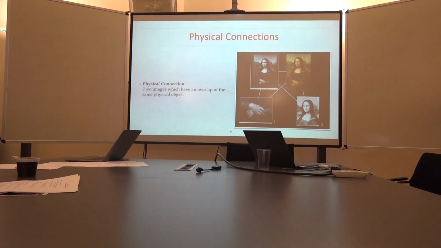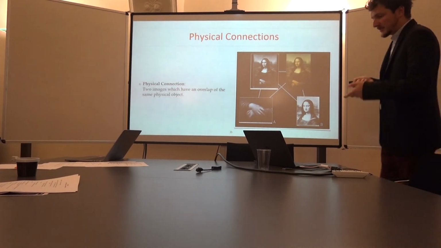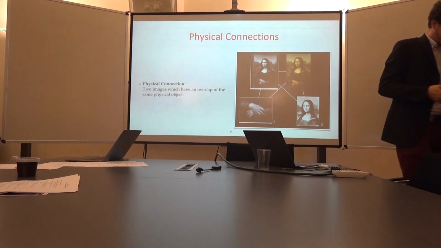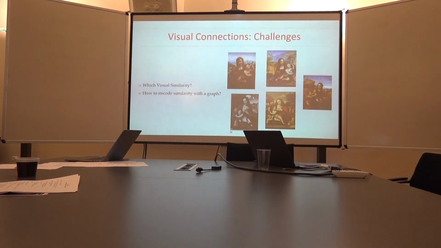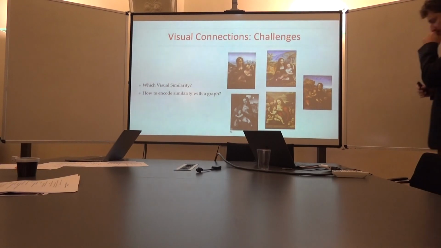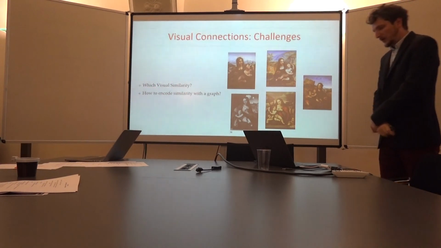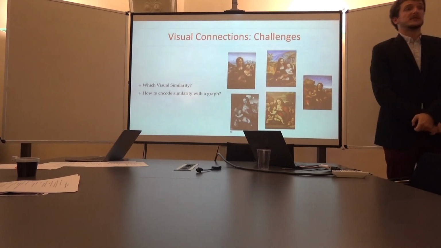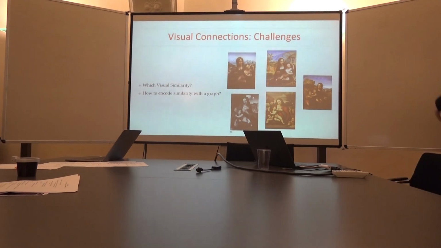Well, from a purely visual point of view, not directly. It's only second order, through the rest of the visual manifold that you have. The other type of connections that we use in this formalization are what I call visual connections. First, we have to think a bit more about what kind of visual similarity can occur, and how we can encode a type of similarity with a graph.